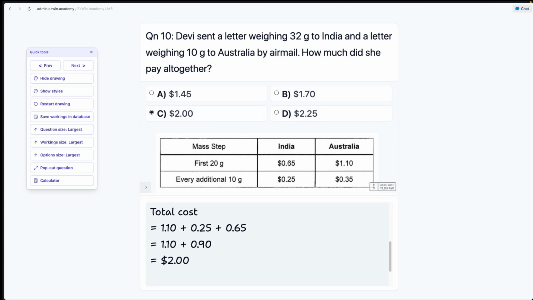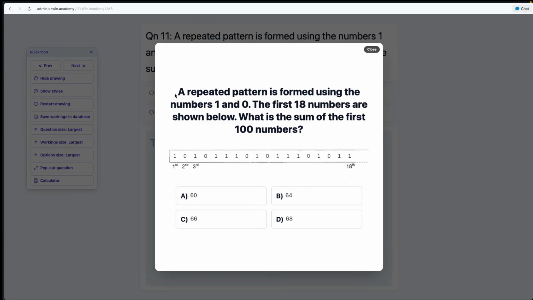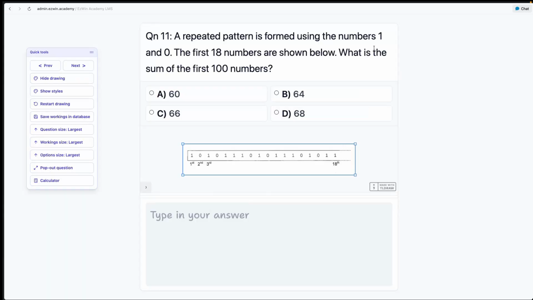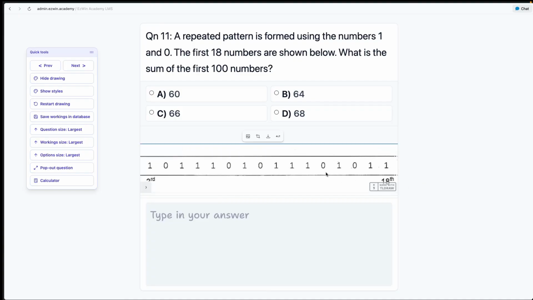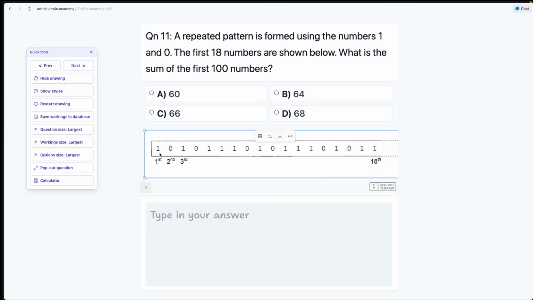All right, that's it. Question 11. A repeated pattern is formed using the numbers 1 and 0. The first 18 numbers are shown below. What is the sum of the first 100 numbers? So if you see the pattern, if I were to just make this a little bit bigger, it is 1 0 1 0 1 1 1 1 0 1 0 1 1 1. Okay, so from here, I think you probably can see the pattern.